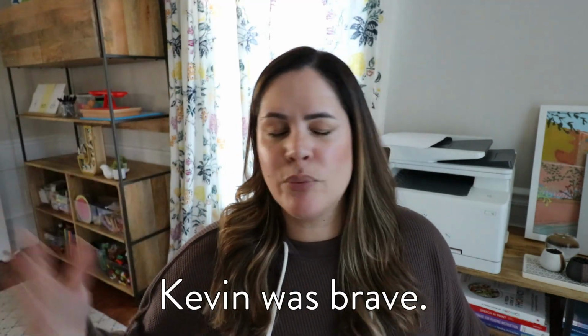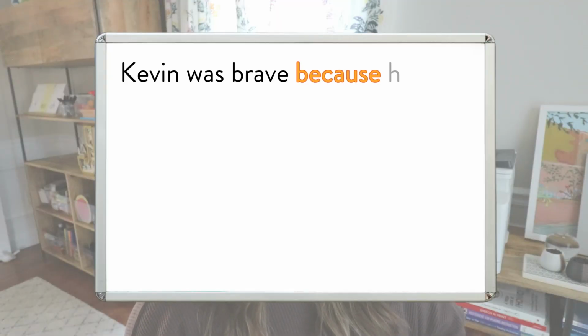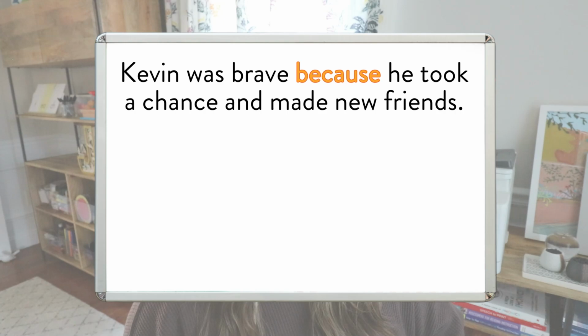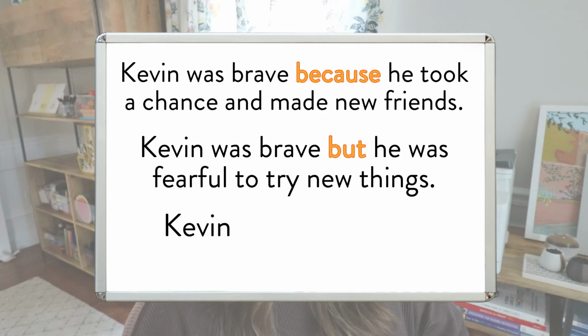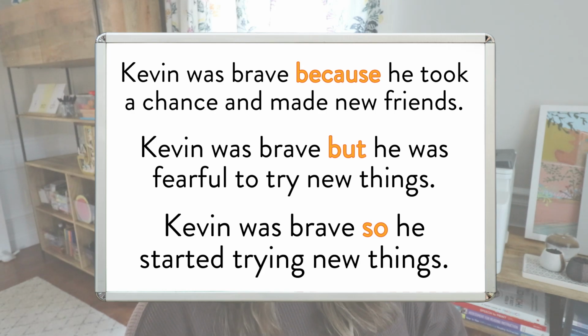Now for having students do this with narrative writing, let's pretend we just read the story, The Koala Who Could. Now in this story, Kevin the koala is working on being brave and taking some chances and risks here. So after we read the story, I might write on the board, Kevin was brave, and we can kind of talk about why that was. And then again, I would challenge students to expand that sentence with because, but, and so. Here we have Kevin was brave because he took a chance and made new friends. Kevin was brave, but he was fearful to try new things. And Kevin was brave, so he started trying new things.